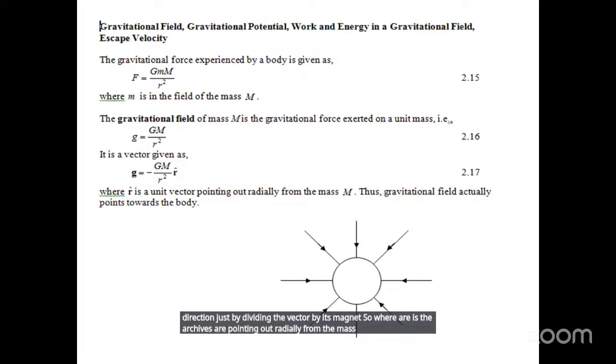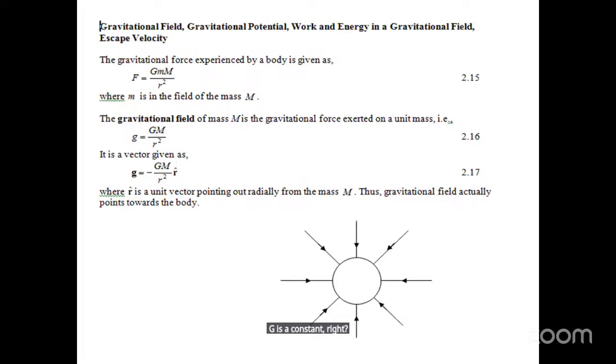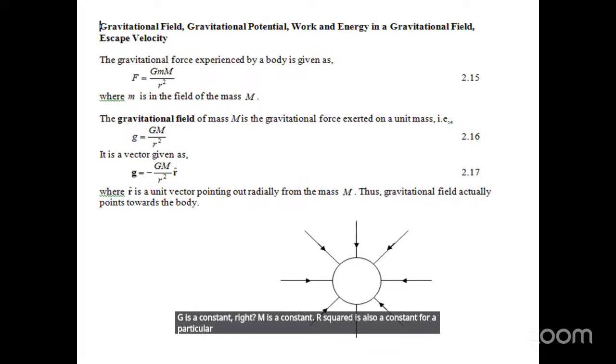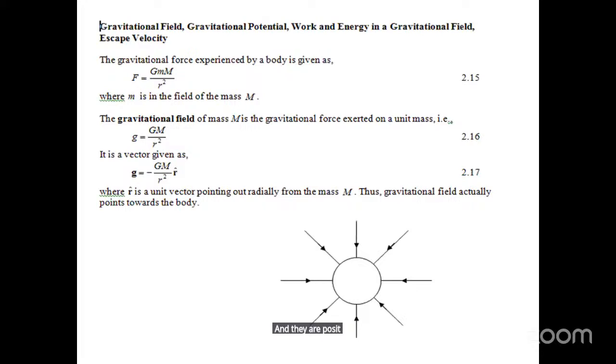Thus, the gravitational field actually points towards the body. Why is it pointing towards the body? Because it's negative. G is a constant, M is a constant. R squared is also a constant for a particular radial distance from the center of the Earth, right? Yes, sir. And they are all positive. M is positive, R squared is, of course, positive.